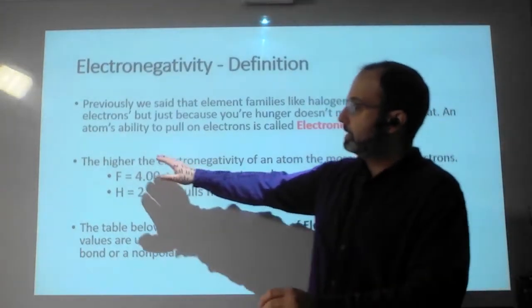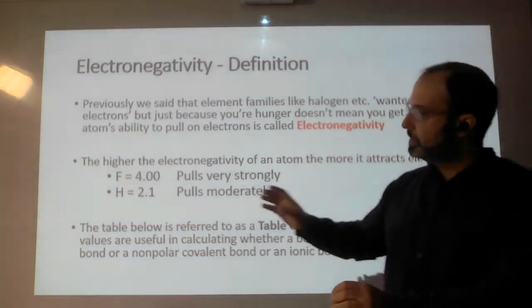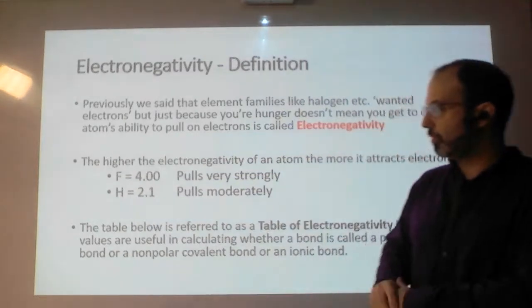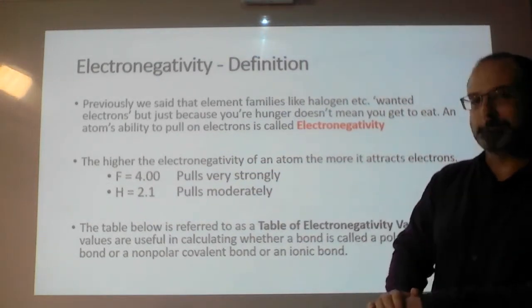So the higher the electronegativity of an atom, the more it attracts electrons. So for example, fluorine here pulls with a strength of 4. That's a very strong pull. Hydrogen pulls with a 2.1. That's a little bit more moderate.